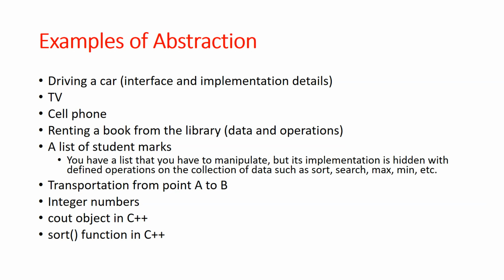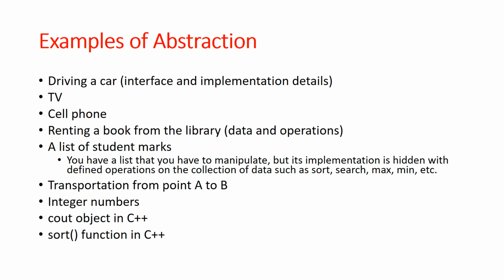An abstraction can also be an analogy, like a list of marks or a list of numbers. You have a list that you have to manipulate. With a list of marks, you want to sort them, search for a mark, find the maximum, minimum, standard deviation, but how this is done is hidden behind defined operations on that data. Let's say you use a software package such as Excel. You can sort a column, find the average, find the maximum and minimum using different operations. But how these operations are done is hidden from the user.